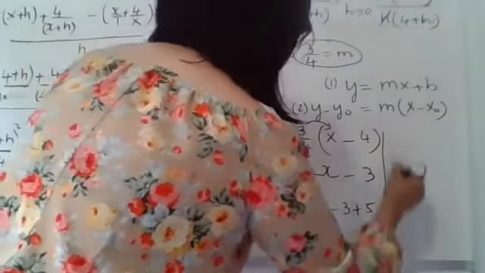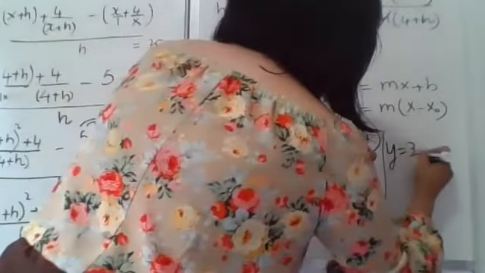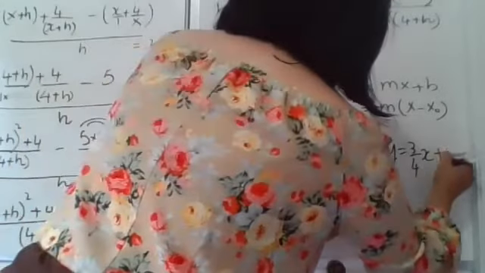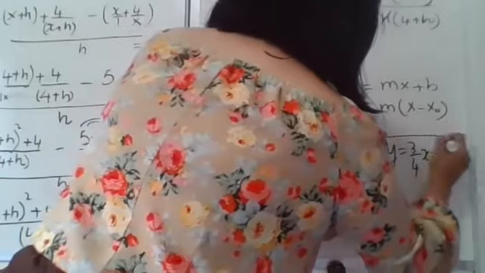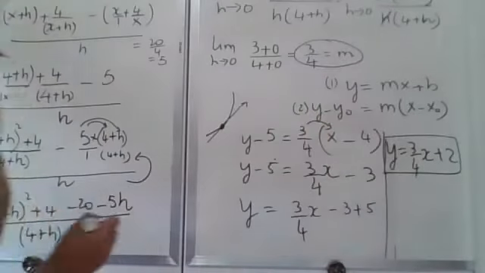Yeah, I have no room. So y will be equal to 3 over 4x minus 3 plus 5, equal to plus 2. So that is the answer of this question.